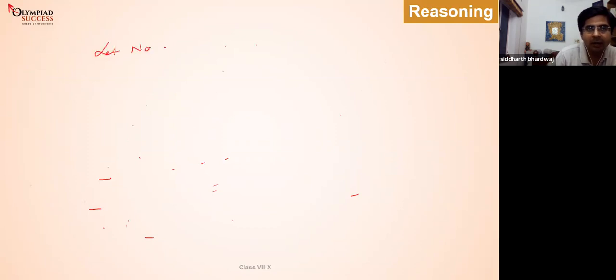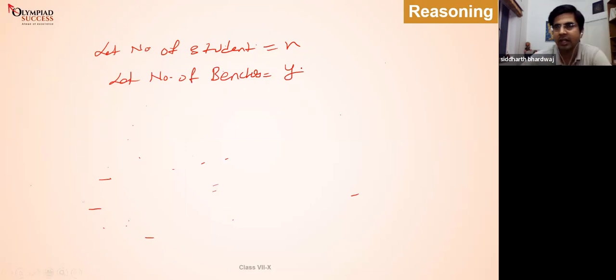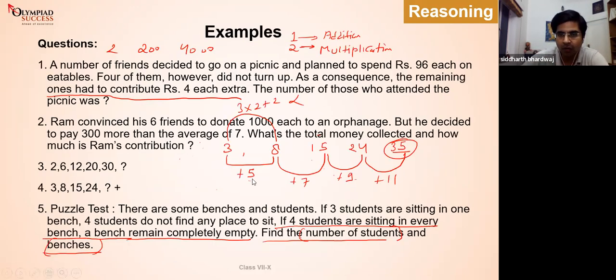Let the number of students be x and let the number of benches be y. Okay, let's take it like that. Now, what is given?